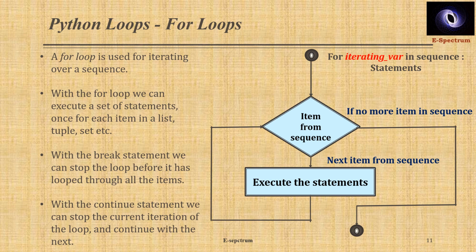A for loop is used for iterating over a sequence. If there are 100 things that I want to do, I will put a loop for 100. With the for loop, we can execute a set of statements once for each item in a list, tuple or set. So for loops can be used with lists, tuples or sets. With the break statement, we can stop the loop before it has looped through all the items. With the continue statement, we can stop the current iteration of the loop and continue with the next. It is the same as it was for the while loop.